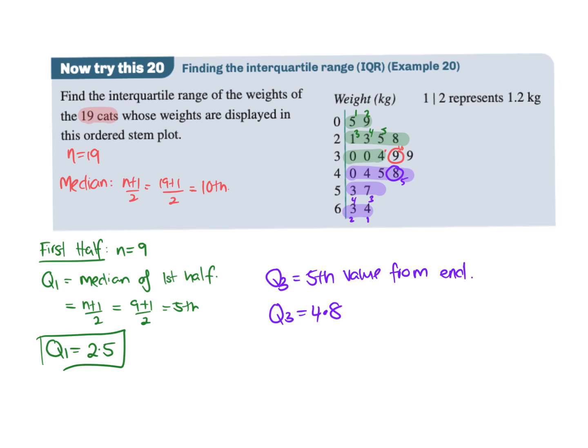Okay, so remember to read the key. So therefore, if we're trying to find the IQR equals Q3 minus Q1, we're going to have 4.8 minus 2.5, which equals 2.3.